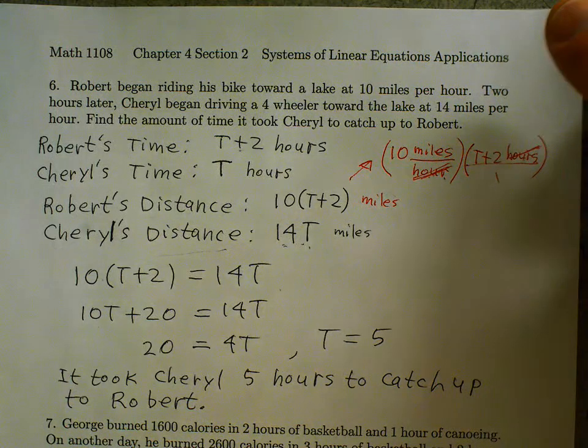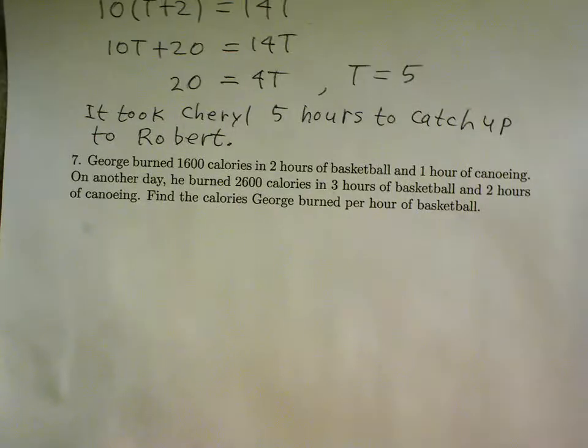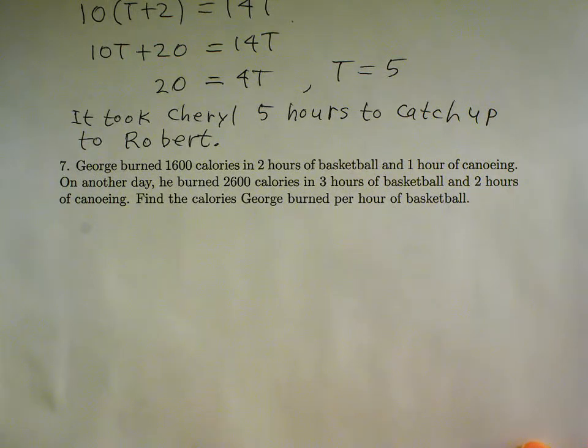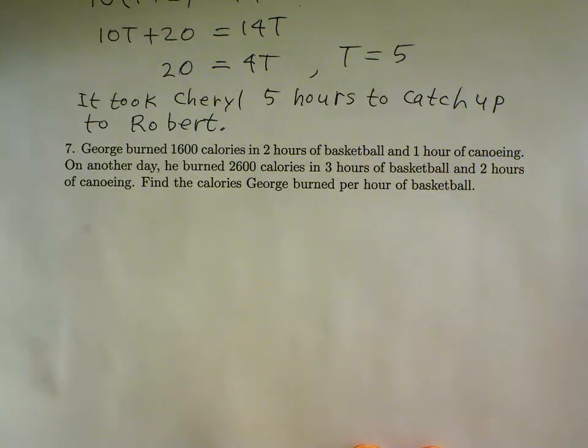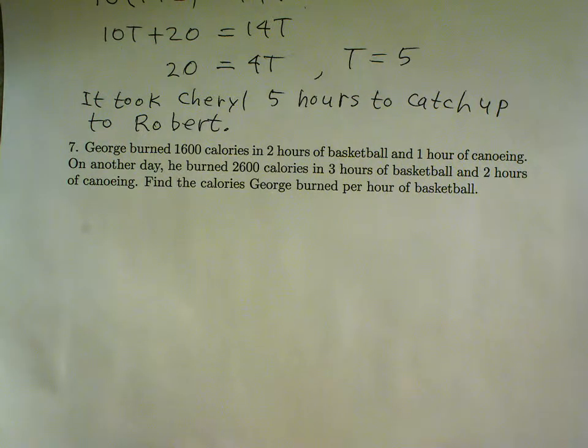Hey, let's look at the next problem, number 7. George burned 1,600 calories in 2 hours of basketball and 1 hour of canoeing. On another day, he burned 2,600 calories in 3 hours of basketball and 2 hours of canoeing. So find the calories George burned per hour of basketball.